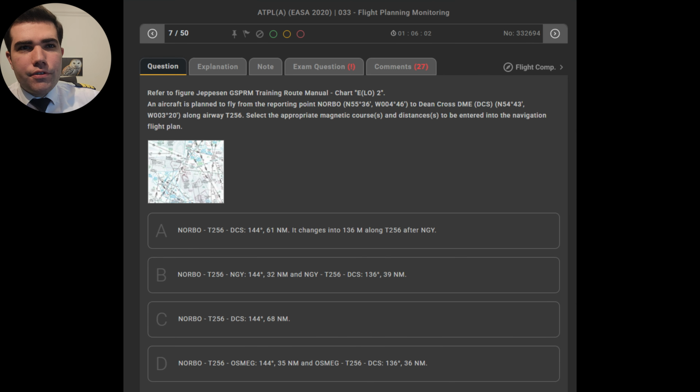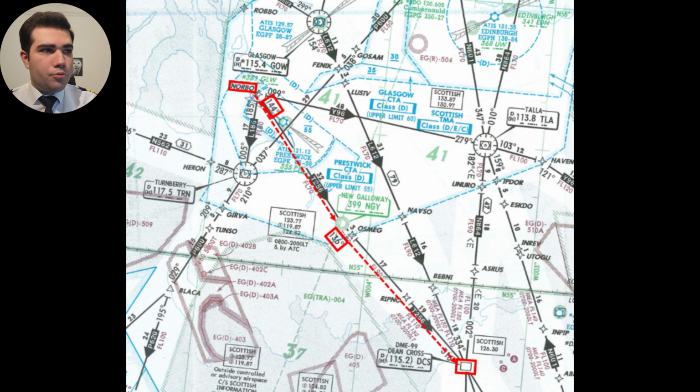Right, for this question we have one annex, and the question is: an aircraft is planned to fly from the reporting point Norbo to Dean Cross DME along the airway Tango 256. Select the appropriate magnetic course and distances to be entered into the navigation flight plan. All right, so if you look at the annex here, probably I'll put the annex on the explanation version, so it will be easier for me since it's already marked here.